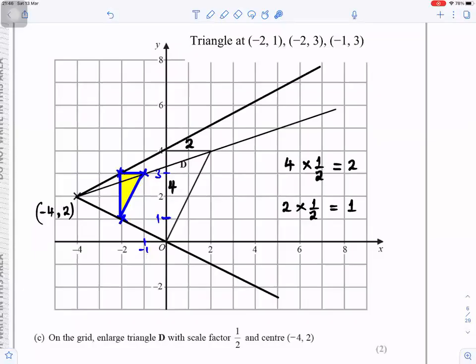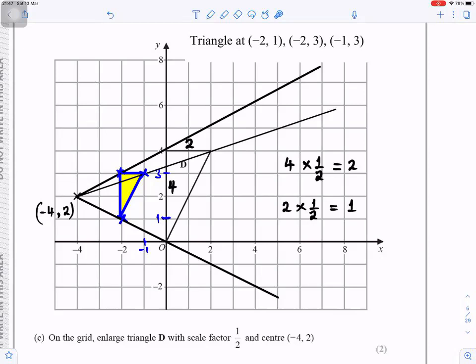Part C, on the grid, enlarge triangle D with scale factor half and center minus 4, 2. So we start from the center minus 4, 2. We draw these grid lines, just straight lines that touch the original shape at the corners. We draw those 3 guidelines. These guidelines tell us that the answer will be inside them.